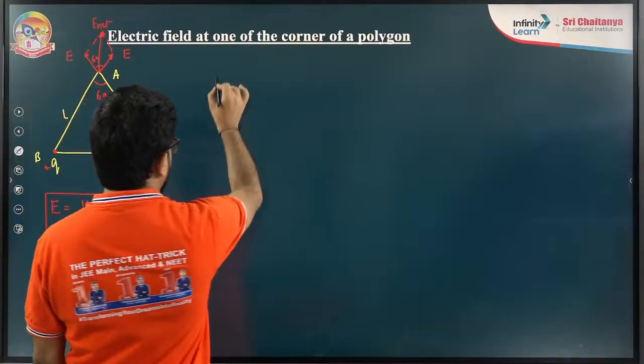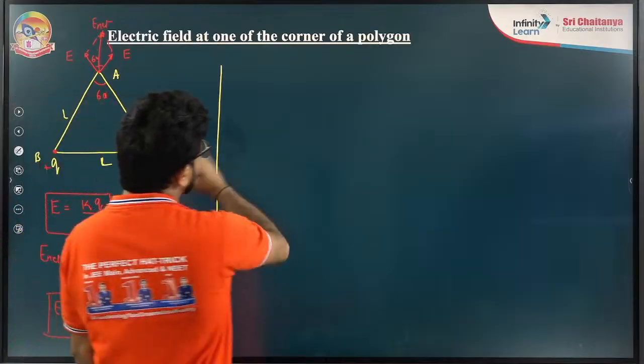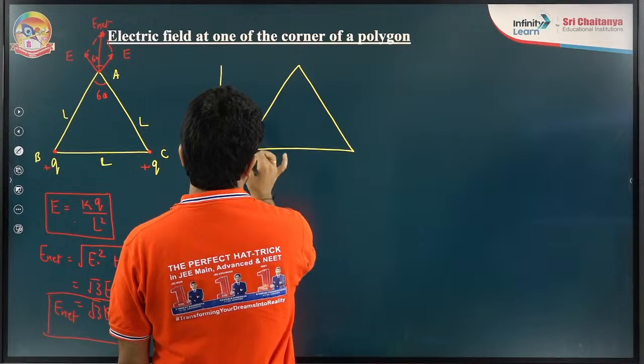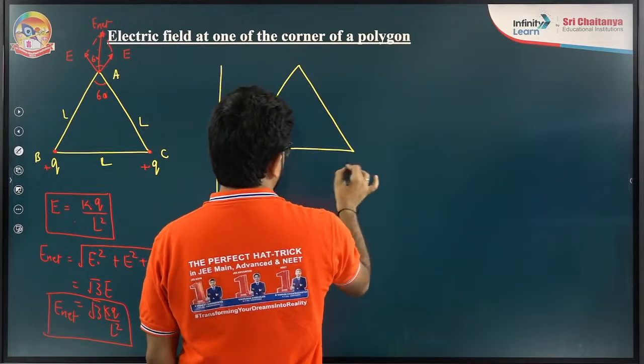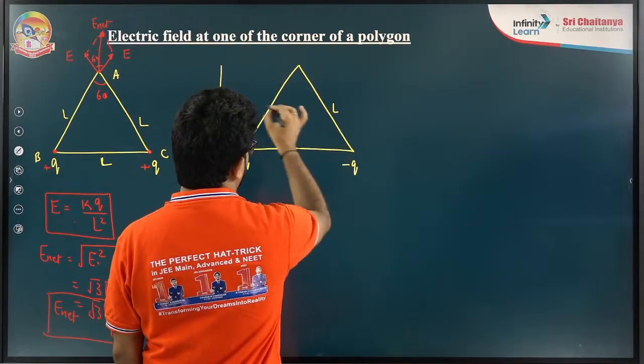Don't worry. Now come to another question. I am taking the same equilateral triangle. This charge is plus q, and this charge is now minus q, not plus q. This distance is L, L, L.